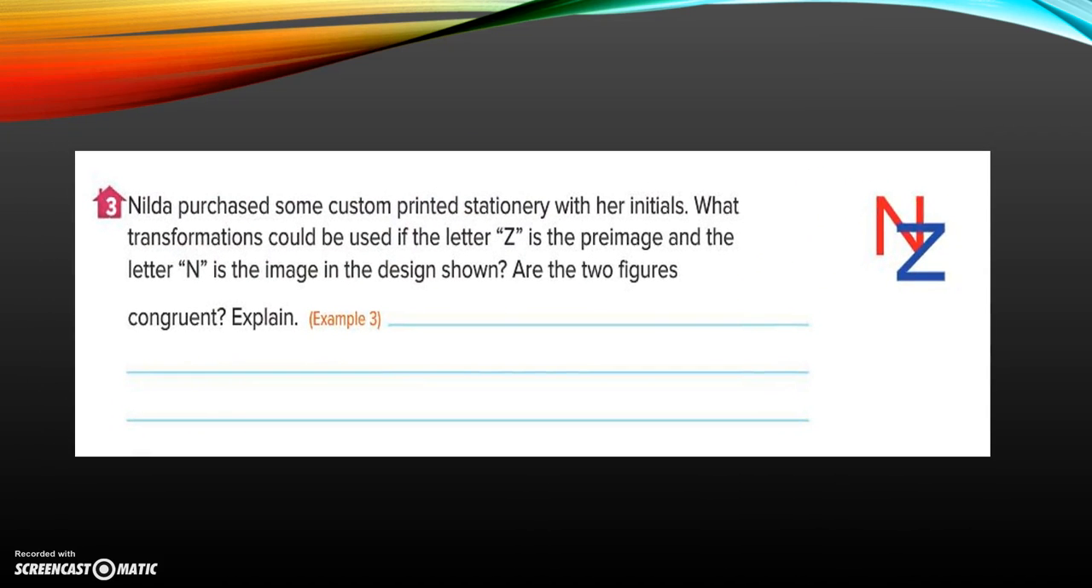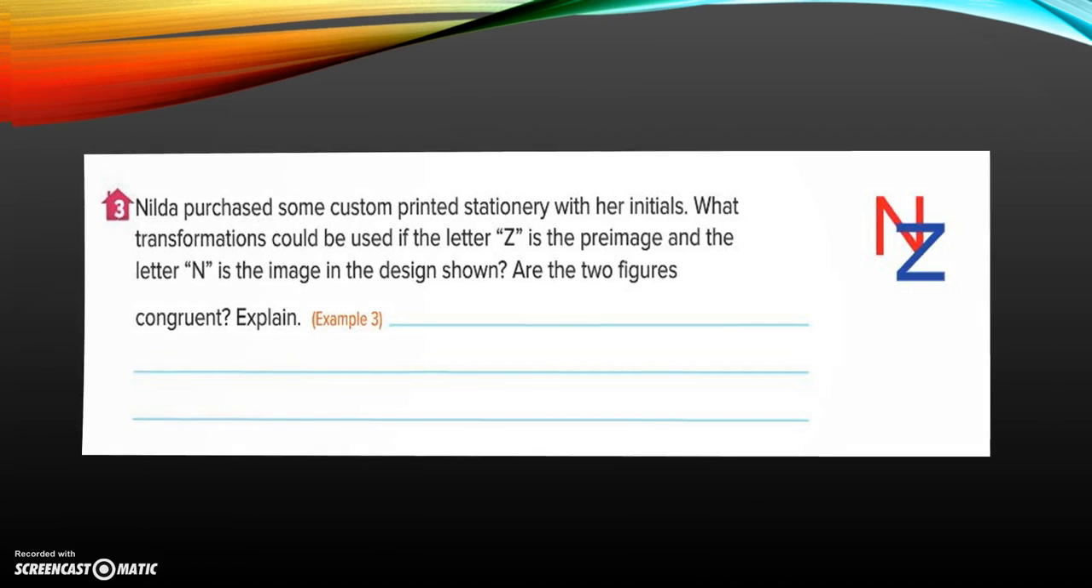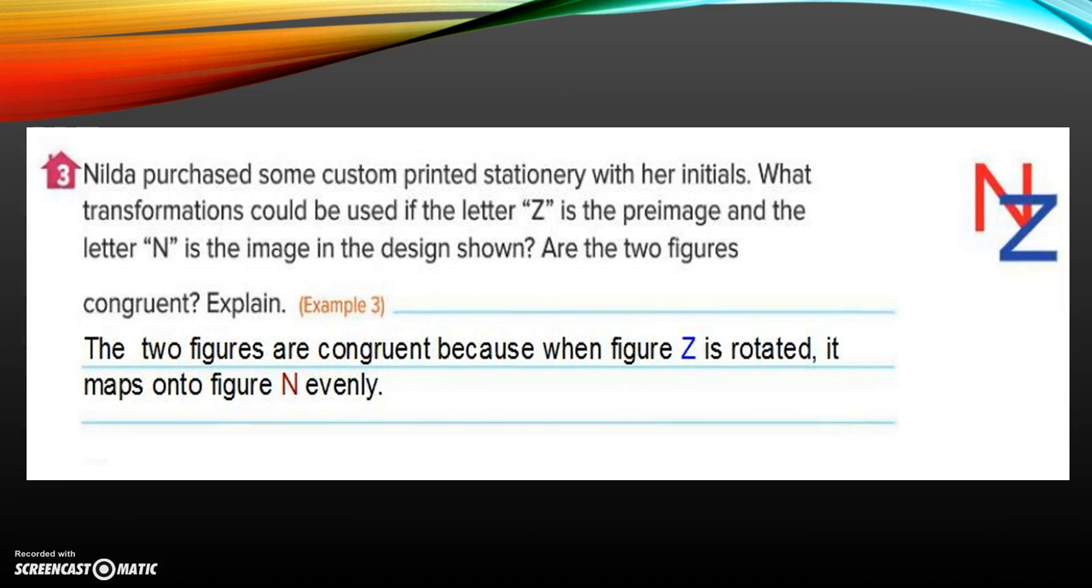In the first problem, Nilda purchased some custom printed stationery with her initials. What transformations could be used if the letter Z is the preimage and the letter N is the image in the design shown? Are the two figures congruent? Explain. Well, we found out that the two figures are congruent because when figure Z is rotated, it maps onto figure N evenly.